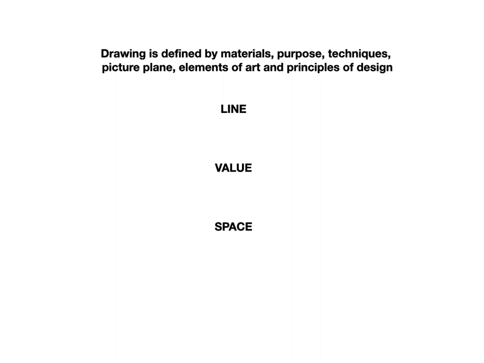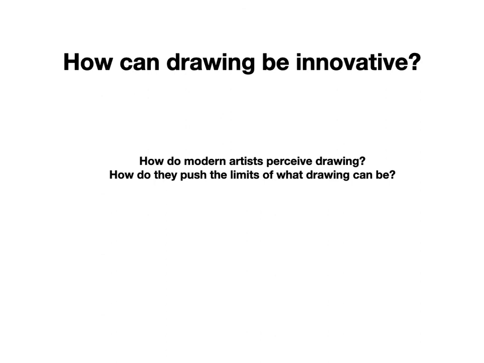Drawing is defined by its materials, its purpose, its techniques, the picture plane, the elements of art, and the principles of design. So we can think specifically in terms of the elements of art, in terms of line, value, and space. How can drawing be innovative?